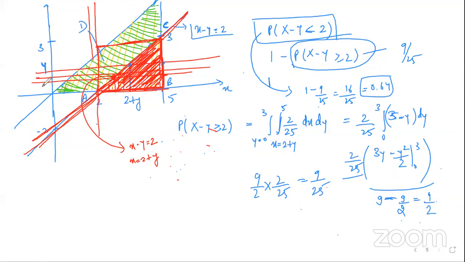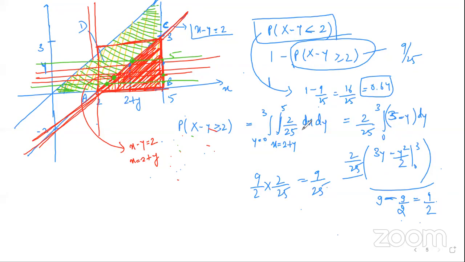You can see that any line you draw, it is going from this point to this 5. You draw any line, it is going from this point, that is 2 plus y to 5. Again, you draw any horizontal line, you will see the lower limit is 2 plus y to 5. So this is how we are fixing the limit of x.